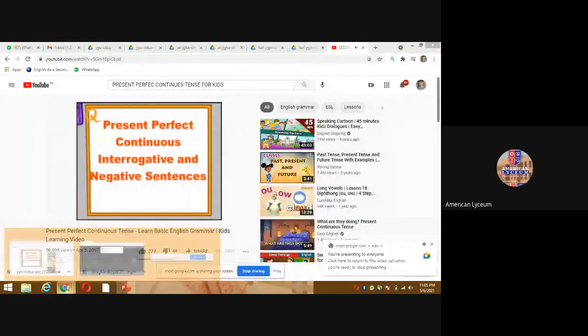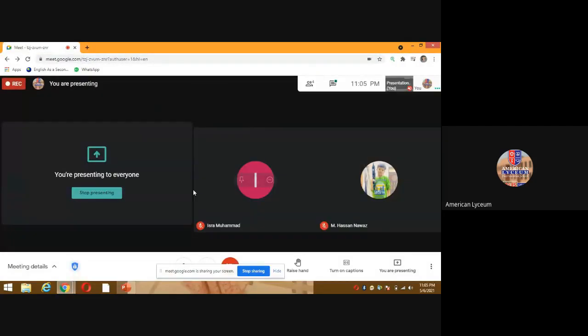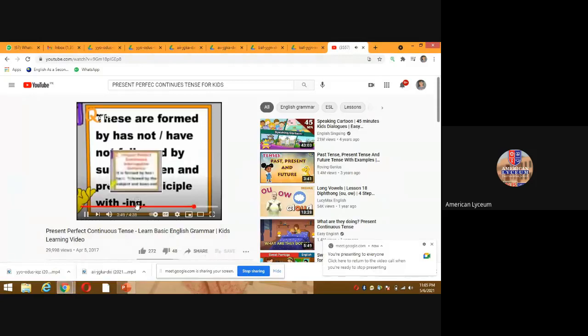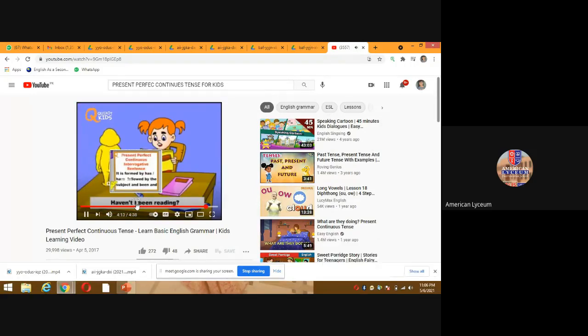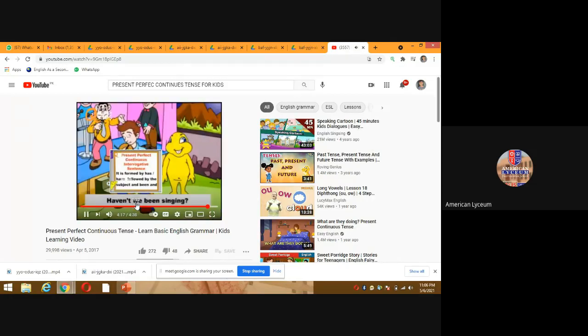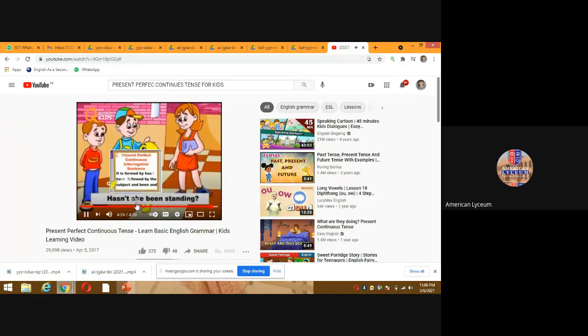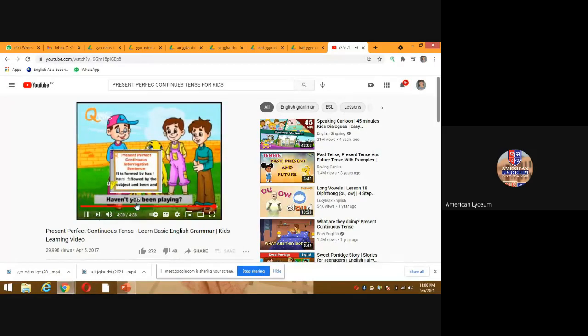Present perfect continuous interrogative and negative sentences. These are formed by has not, have not, followed by subject, been and present participle with ing. Form: has, have, plus not, plus subject, plus been, plus present participle. Examples. Haven't I been reading? Haven't we been singing? Hasn't she been standing? Haven't you been playing?